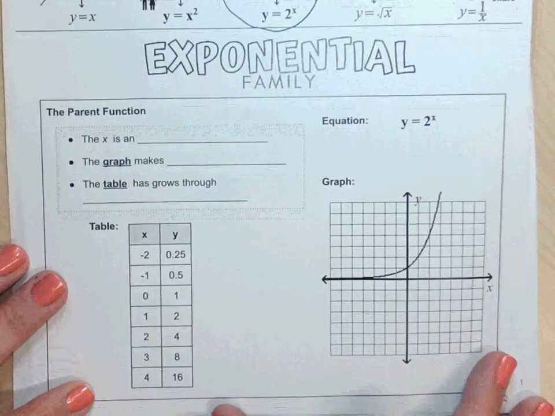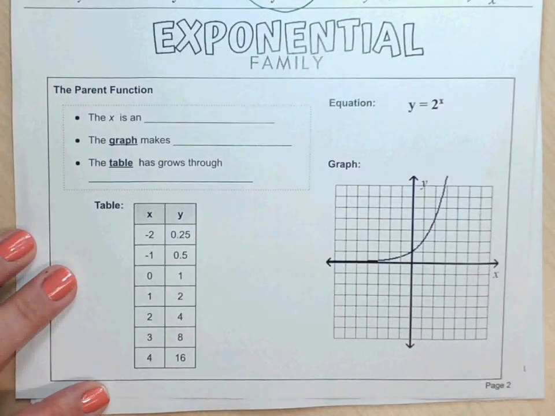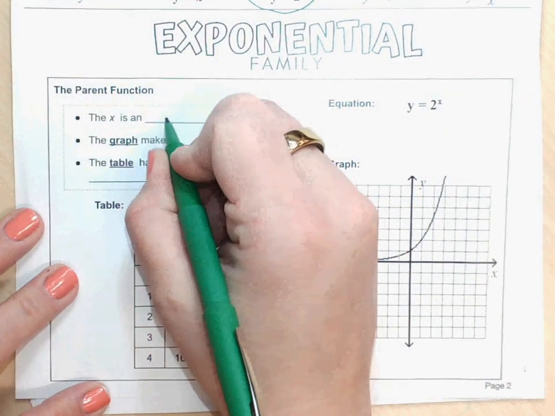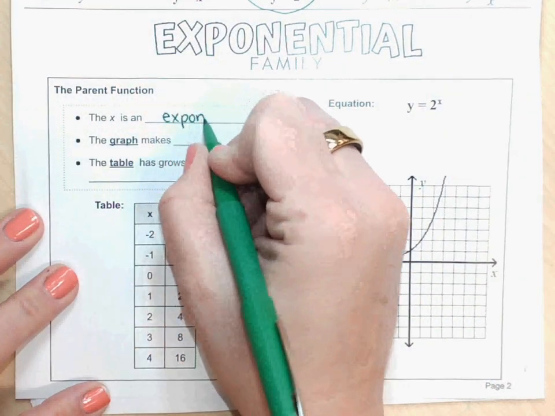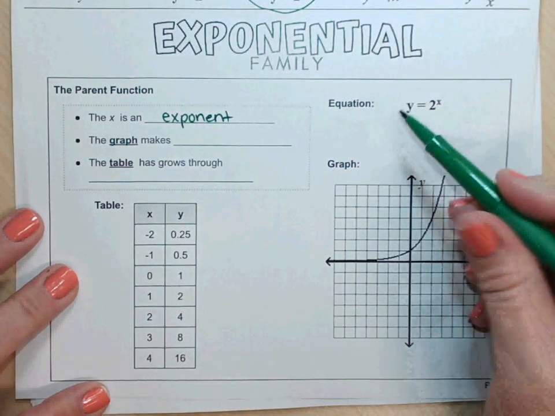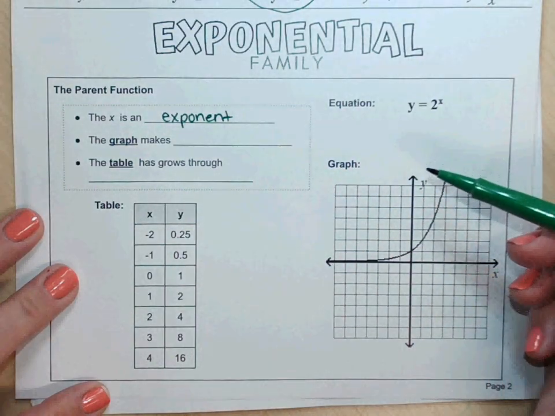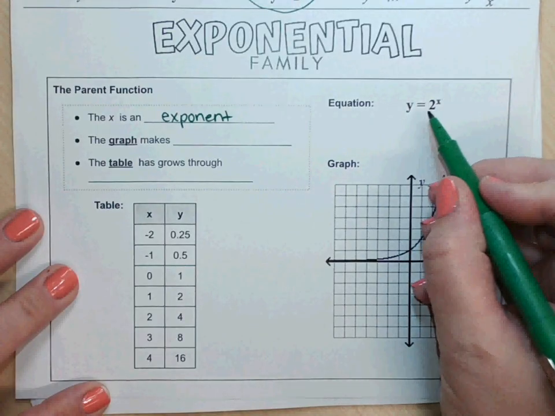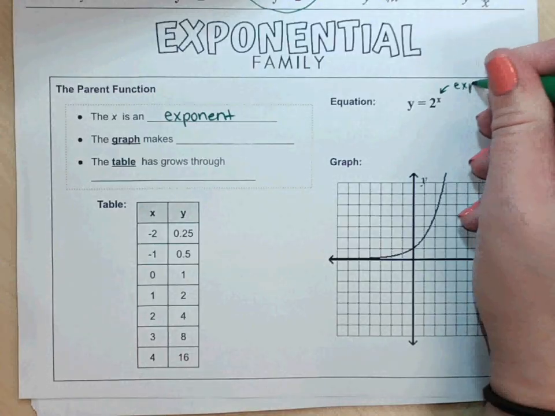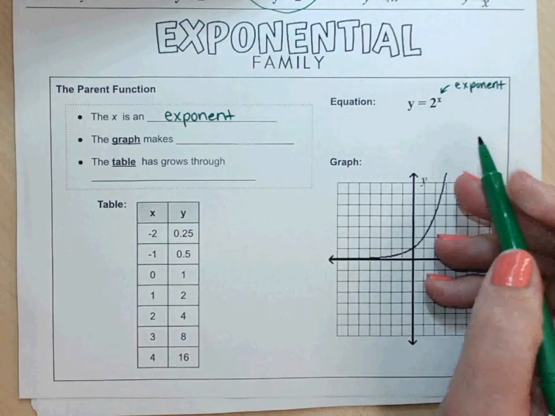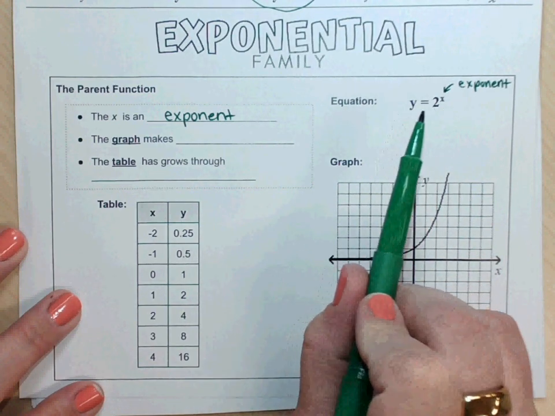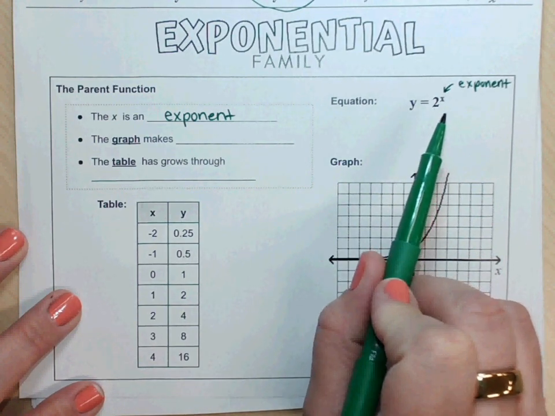So why is the exponential family unique from the others? The first is that the x is an exponent. So I can see this is an example of the most basic version of the exponential family, y equals 2 to the x power, where x is an exponent. So this is how we identify that it belongs to the exponential family, is that the x is an exponent.